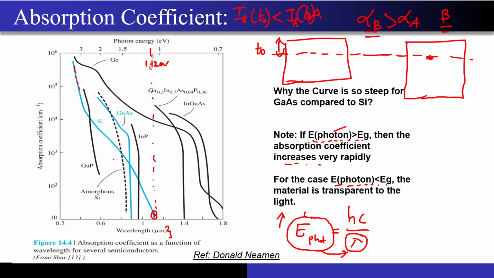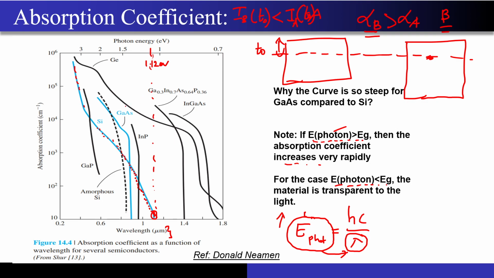And as you keep on increasing, your absorption coefficient will also increase, and this is what this curve is telling you. As you keep on reducing the wavelength, the energy of the photon increases. The higher the energy of the photon, the better the absorption will be, and that's why it is increasing like this.